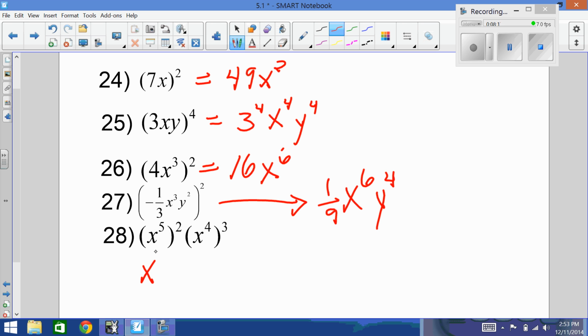So here we get x to the 10th times x to the 12th. Bases are the same, so we keep the base. Since we're multiplying, we add the exponents. 10 plus 12 is 22.